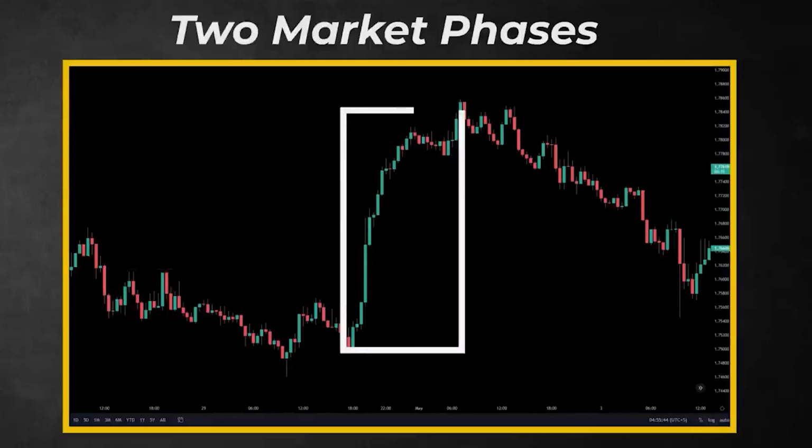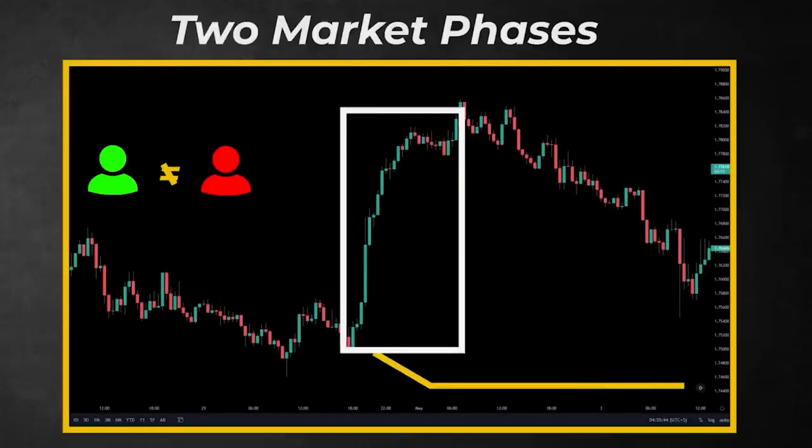The second phase is the unbalanced state, in which the number of buyers and sellers are not equal, and it is in this state where the supply and demand zones are formed. And in the unbalanced state, the market or the price will move very impulsively in either bullish or bearish direction.